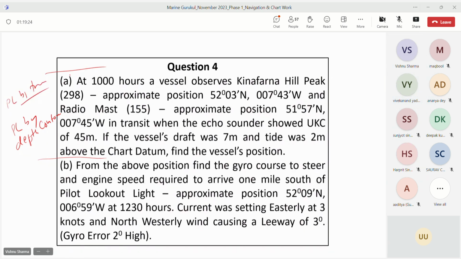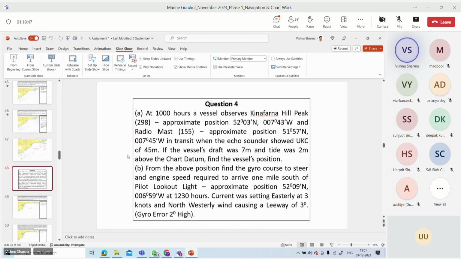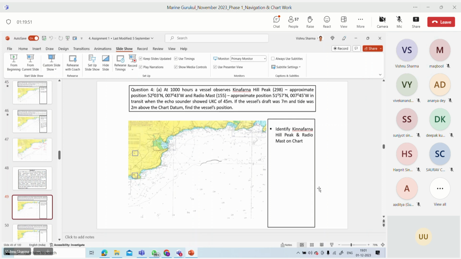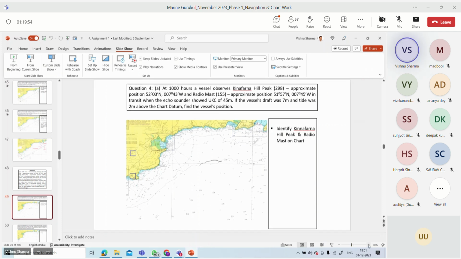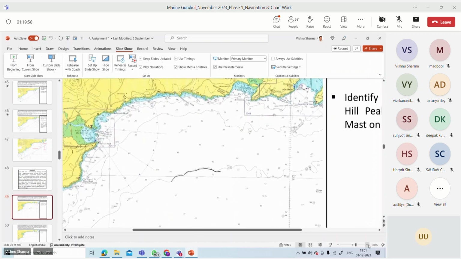Once you identify, then you recall. Transit bearing, you'll join the 2 points and extend in the direction of the ship. PL by depth contour, you'll get the charted depth, and this is typical language when they want you to use the depth contour, but you'll have to still carry out a check. Now, before we proceed further, let me tell you what is the symbol for this radio mast and the depth contour. Let me zoom it up and show it to you.